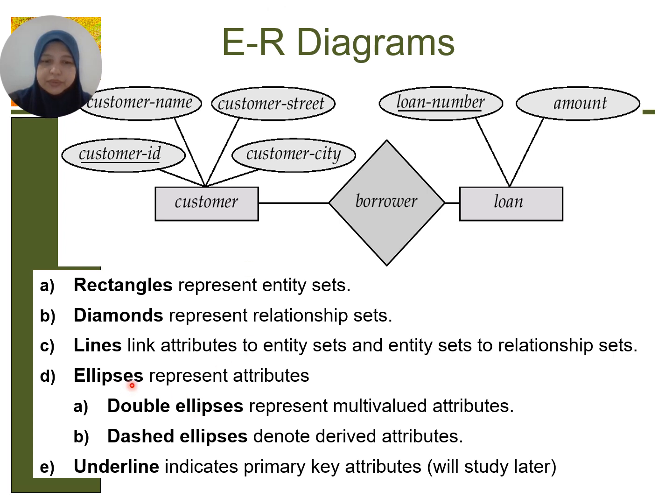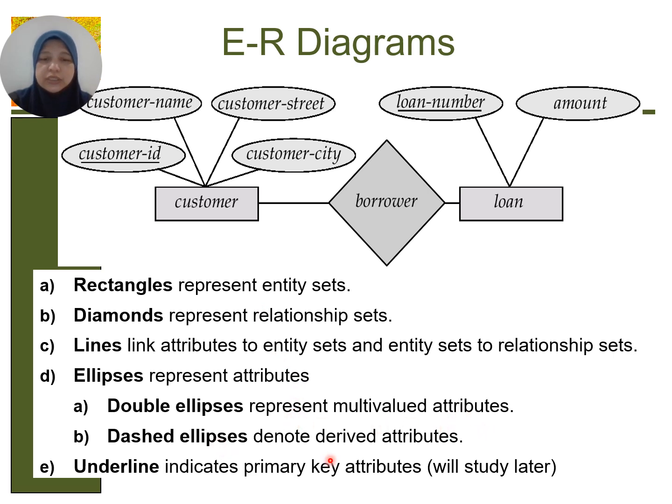So ellipses represent attributes. These are all attributes: these attributes characterize customer, and this attribute characterizes loan. Double ellipses, double-line ellipses, represent multi-valued attributes. We have seen and learned the meaning of multi-valued attributes. For example, if in customer name you want to break it into more attributes, first name and last name, you can use double-line ellipses to represent the multi-valued attributes.